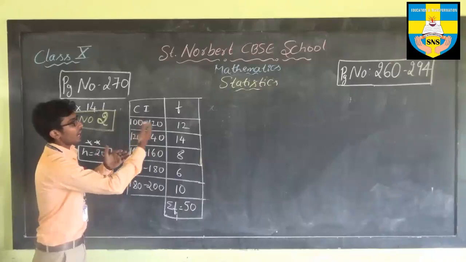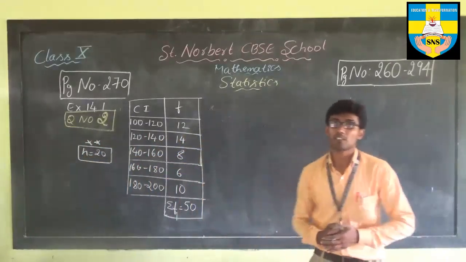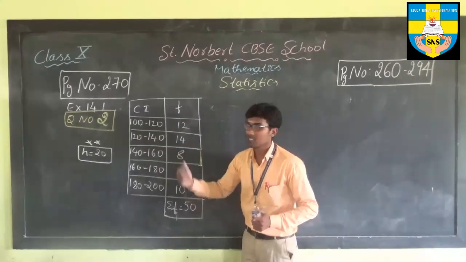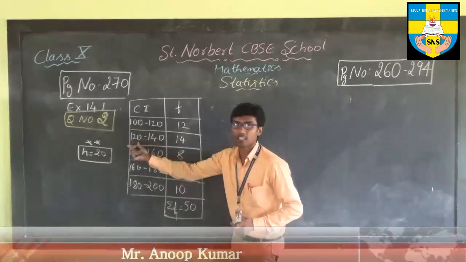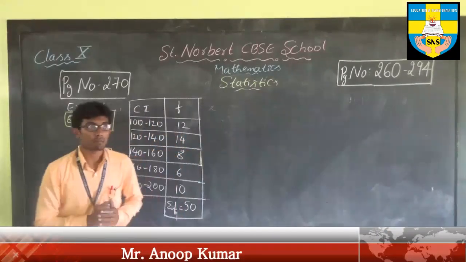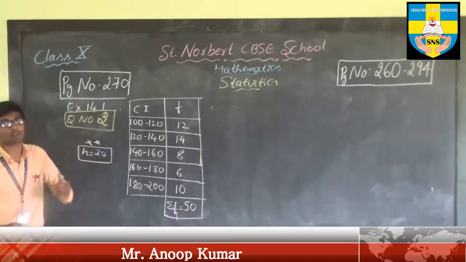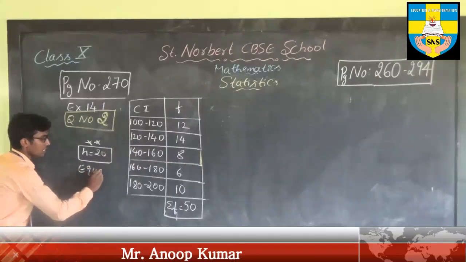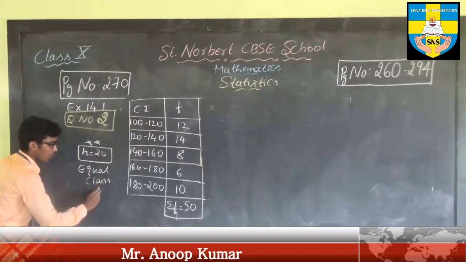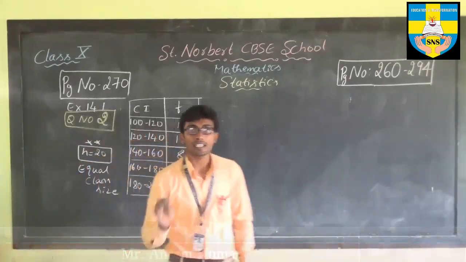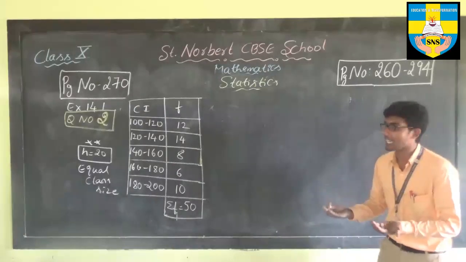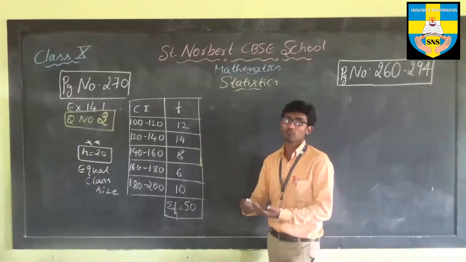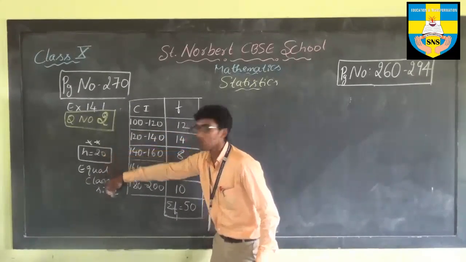Afterwards, I am going to apply the step deviation method for this problem. The reason is, if you notice, h is nothing but the class size: 120 minus 100, 140 minus 120, everywhere it is 20. The class size of every class interval will be 20. When you have equal class size, it is always suggested to apply the step deviation method. Even by using the direct method or assumed mean method, you may get the correct answer, but it is still better to go for the step deviation method when you have equal class size.